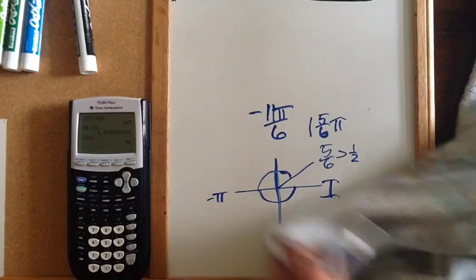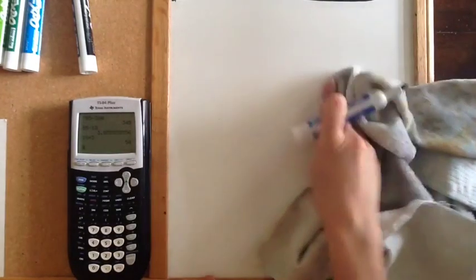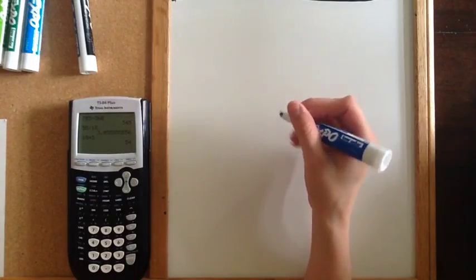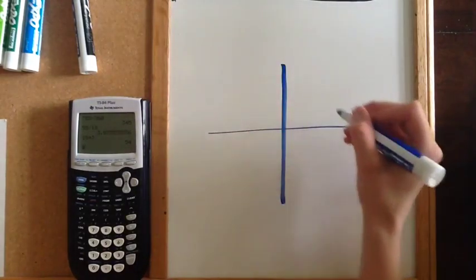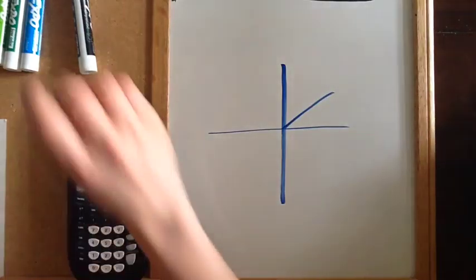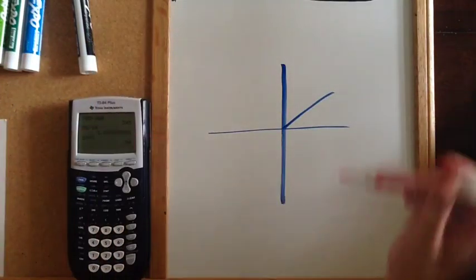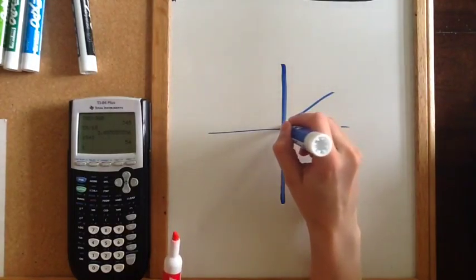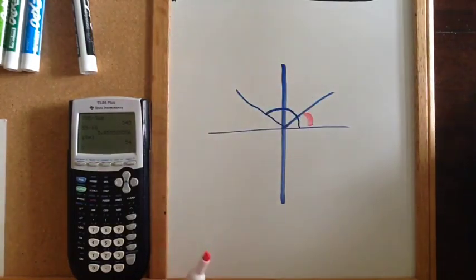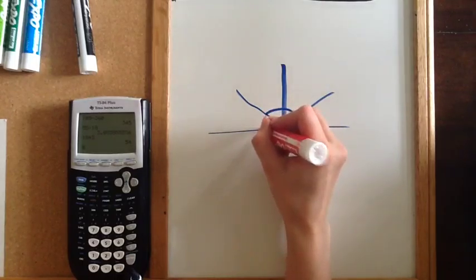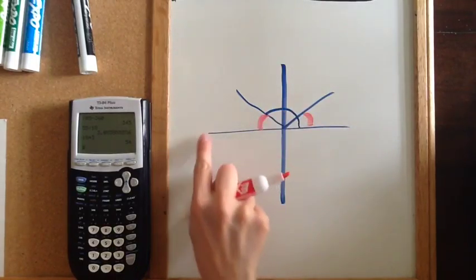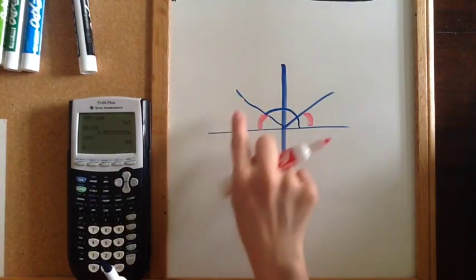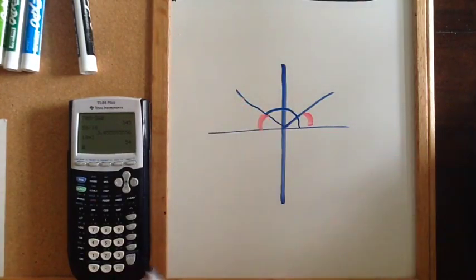Now, we have something that we refer to as reference angles. Your reference angles are how far away the angle is from the x-axis. So, if I'm in the first quadrant, the reference angle is just whatever the angle is. However, if I'm in the second quadrant and I have this angle, my reference angle is going to be 180 minus my angle if we're in degrees, or pi minus the angle if we're in radians.